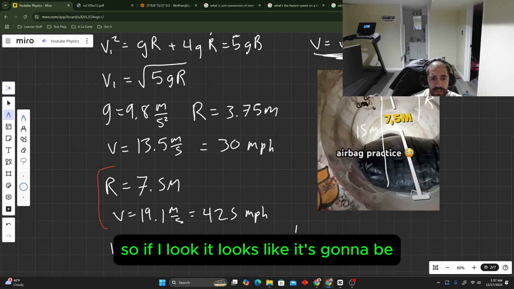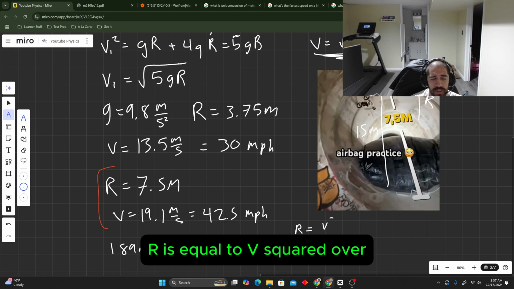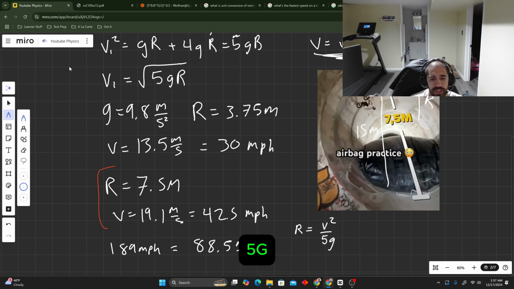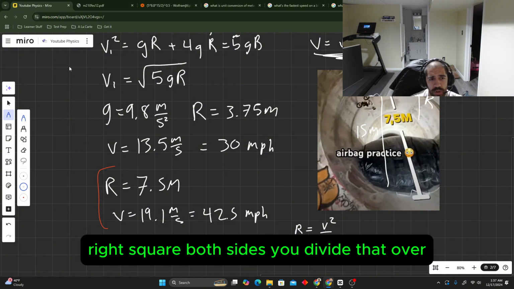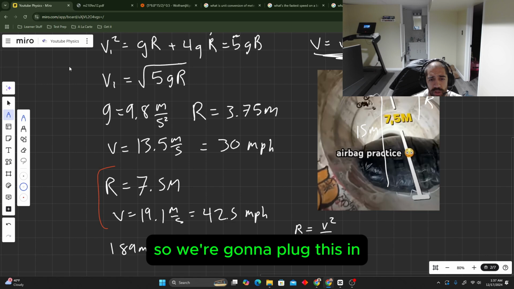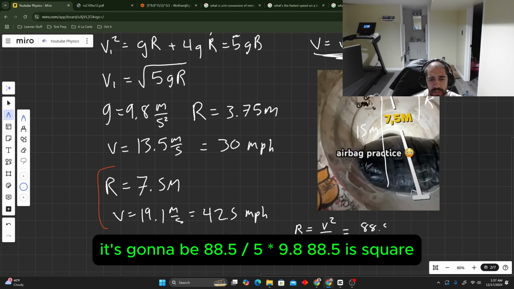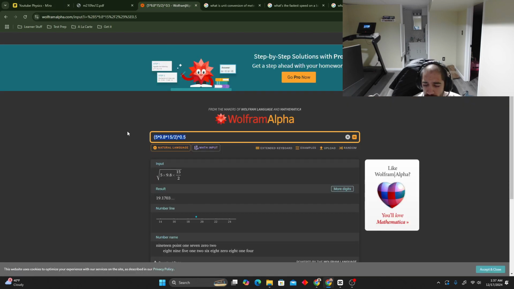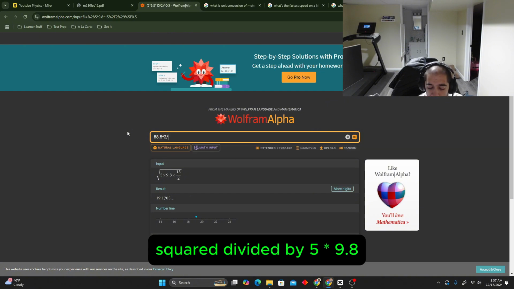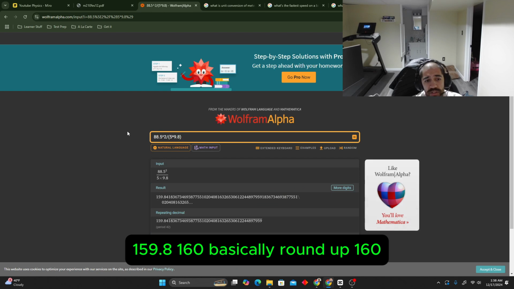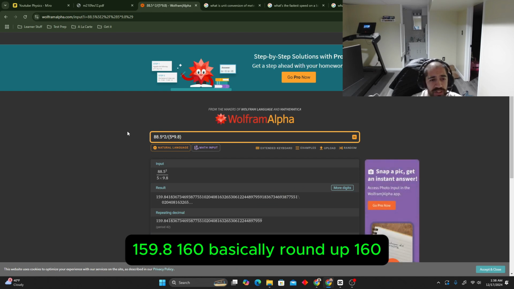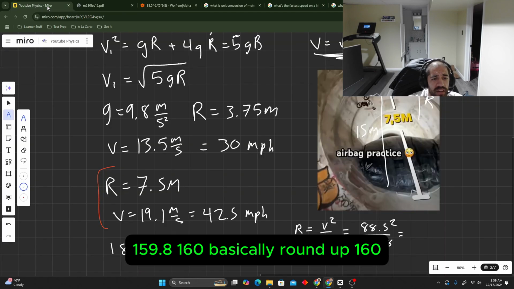So let's work it out. It looks like r is equal to v squared over 5g, right? Square both sides, and you divide that over. So we're going to plug this in. It's going to be 88.5 squared divided by 5 times 9.8. 159.8. 160 basically. You round up. 160.